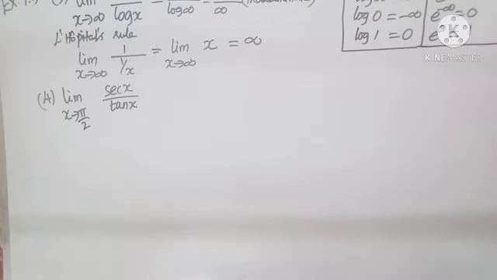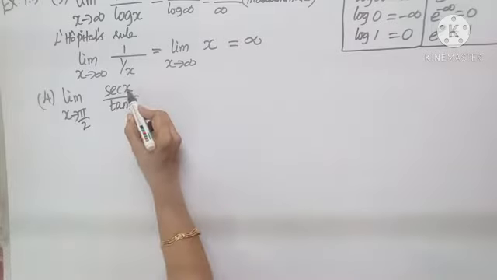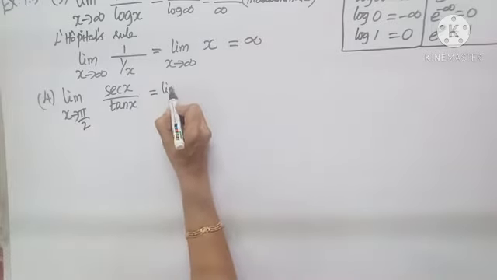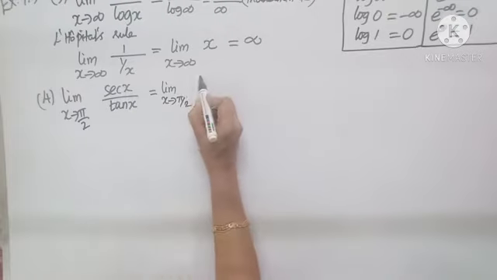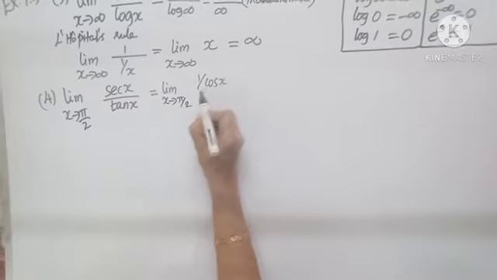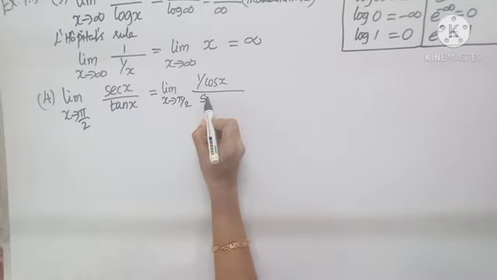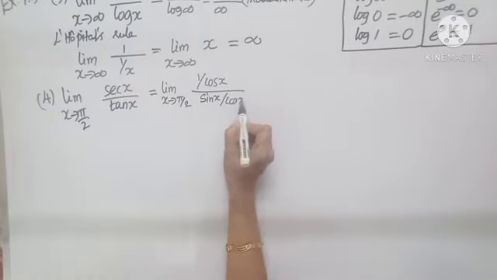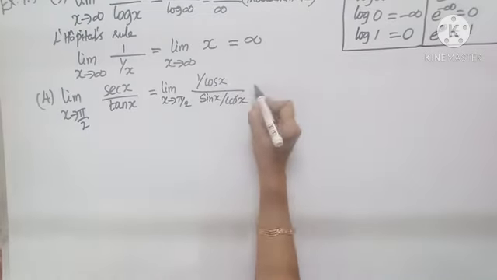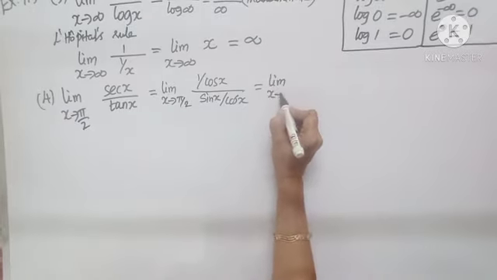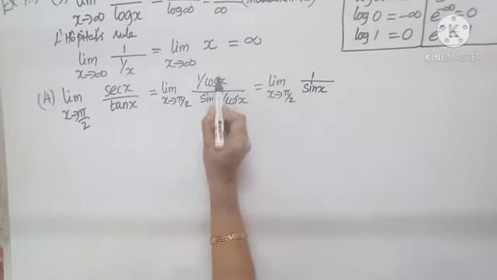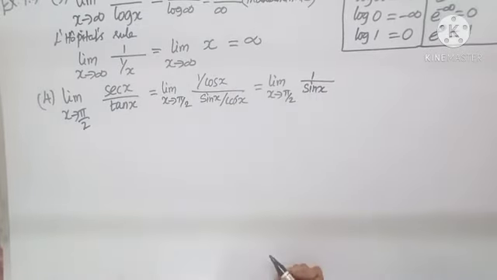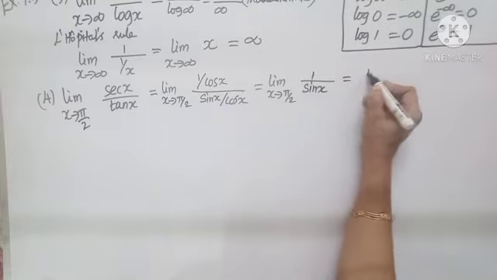Question number 4. Limit x tends to pi by 2, secant x by tan x. We shall rewrite. Secant can be written as 1 by cos x. Tan x can be written as sin x by cos x. We can cancel cos x and cos x. So we are left with limit x tends to pi by 2, 1 by sin x. Cos x cancels.